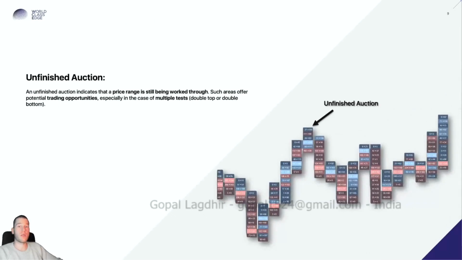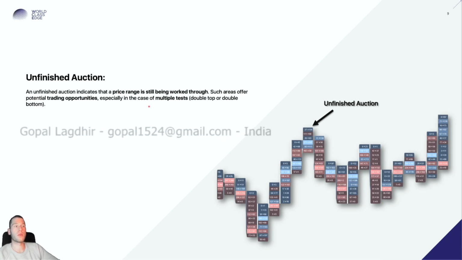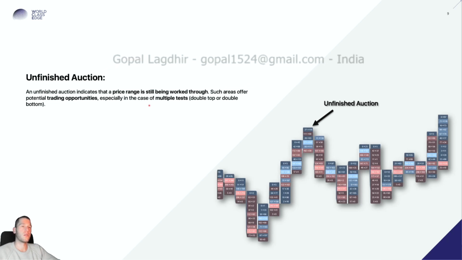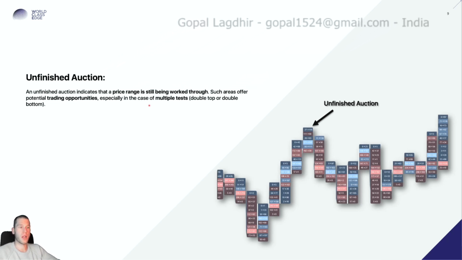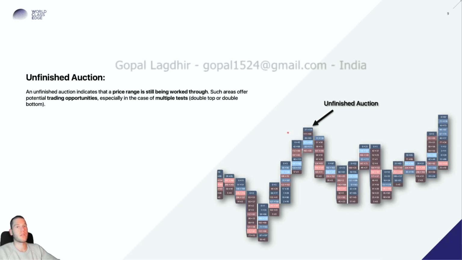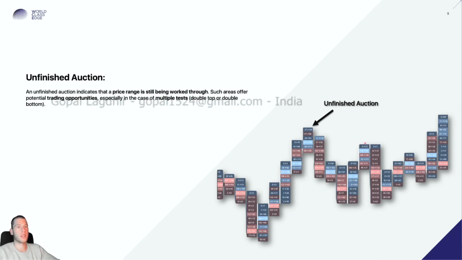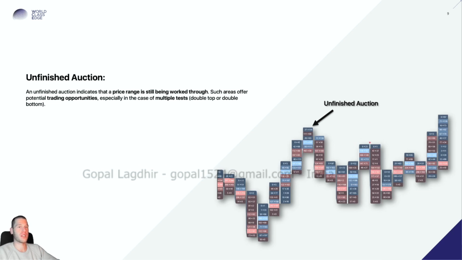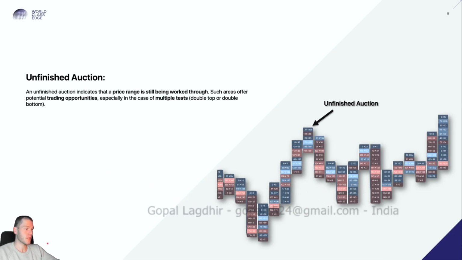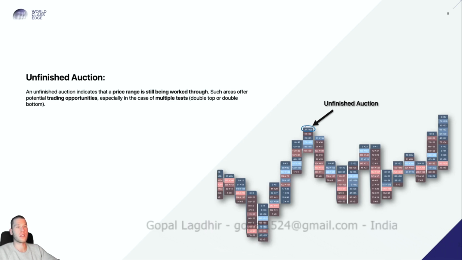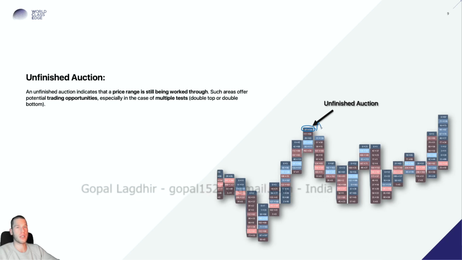On the other side, we also have an unfinished auction. An unfinished auction indicates the price range will still be worked through or tested again. Such areas offer potential trading opportunities, or you can use them like a target, because price is more likely to go there again, as there will very often be multiple tests. Very often you also have double tops or double bottoms. For example, you have two finished auctions, but you have a double top which is likely to get taken out as well. And here you have an unfinished auction, so the likelihood of this level being tested and most likely overtraded again is high.